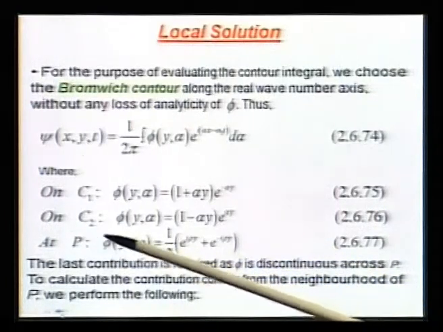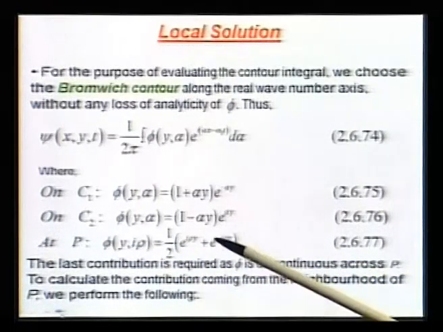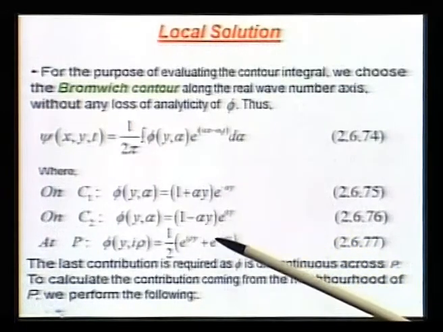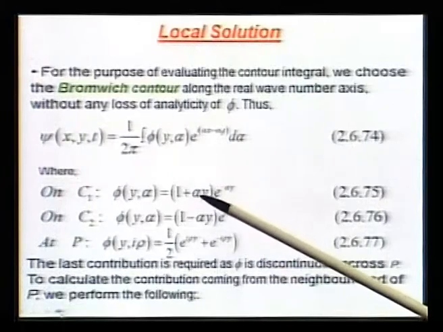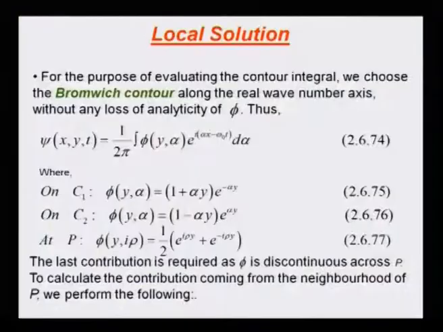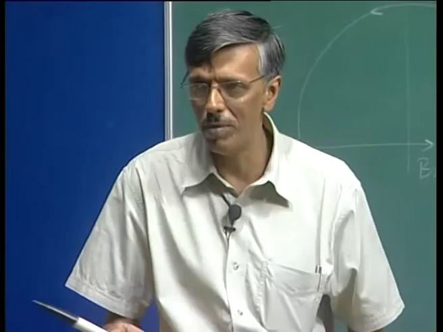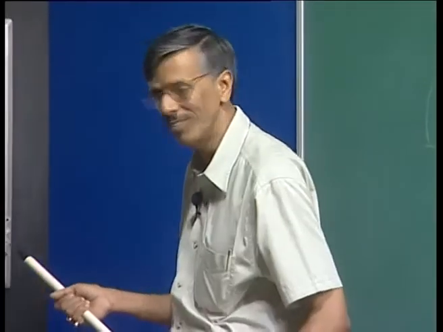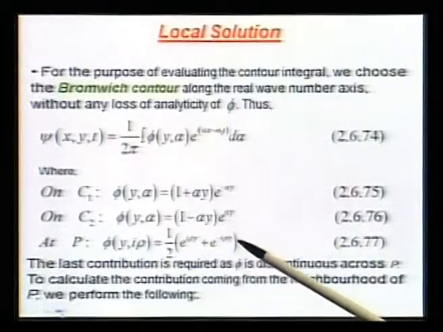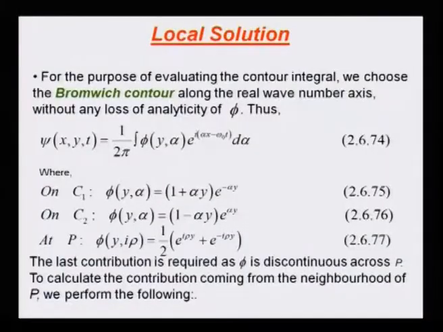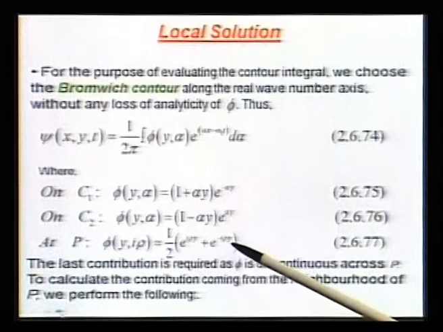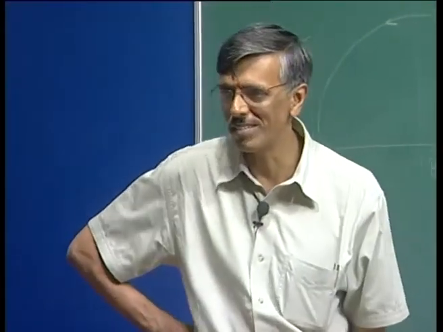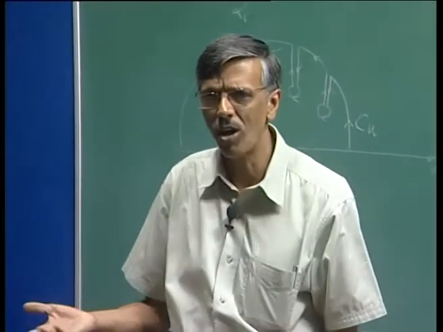And at the point P, what happens? Well, you'll have to take a limit, average of left and right limit. That you can do. We can very clearly see that alpha at the point P is becoming purely imaginary, and that is your i rho, isn't it? So you get this part. And this is what I told you. What is this? This is cos of rho y, isn't it? This is cos of rho y.